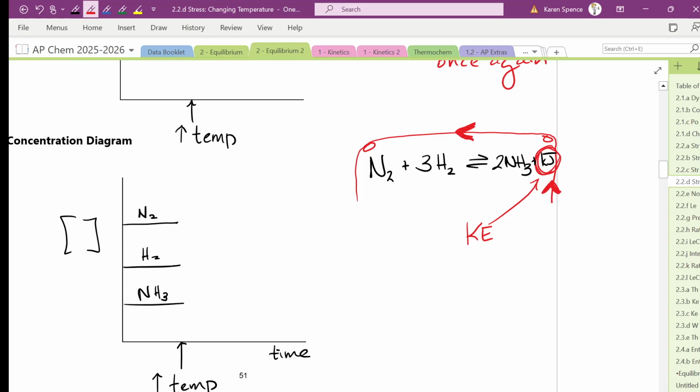Yeah? So you can use that to predict that it is going to the left. And if we are shifting to the left, what are we making? N2 and H2. And what are we using up? We are using up NH3. So once you know the direction of the shift, you know which concentrations should be going up and which ones should be going down. So we are making N2 and it's got a coefficient of 1. So let's have some of that get made.